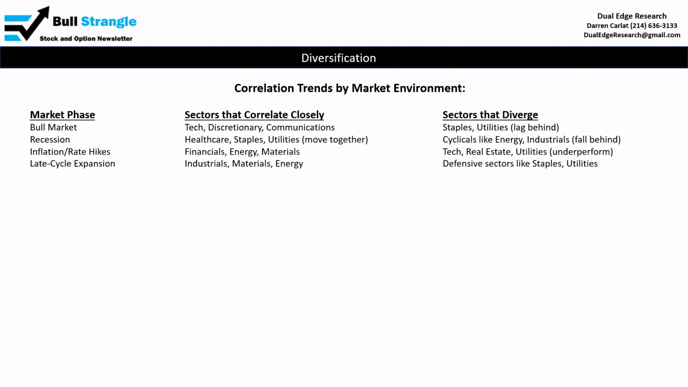The next area that we'll focus on is diversification. Now, there's a lot of complexity that can be added to this topic. There are correlations between various market sectors, and some sectors do tend to move up and down together, and other sectors tend to lag behind. And when you look at the different phases of the market, a bull market, a recession, inflation and rate hikes, a late cycle expansion, this gets to be extremely complicated, and it's really beyond the scope of the newsletter to dive into this level of detail.